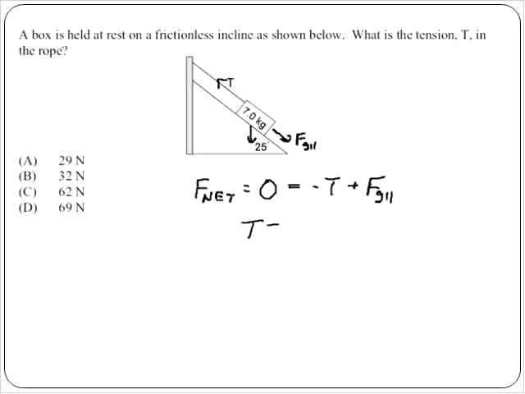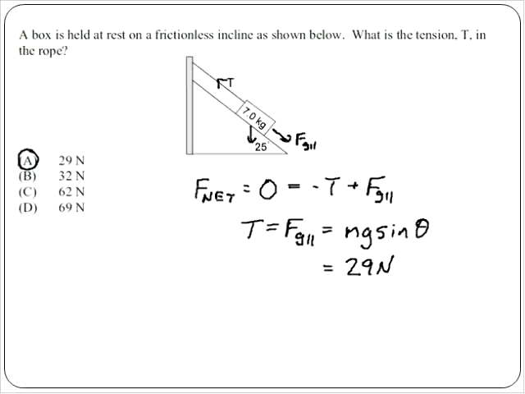So in other words, tension again is equal to Fg parallel, which is mg sine theta. You're given the mass, you know gravity, you're given the angle. So put all those in and you would get 29 newtons, which is A.